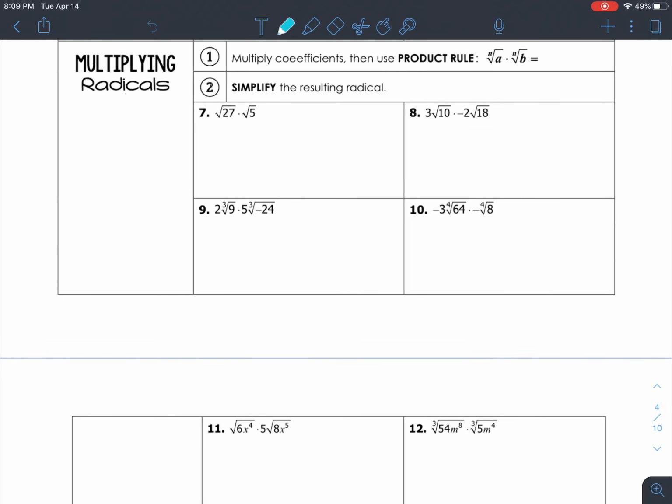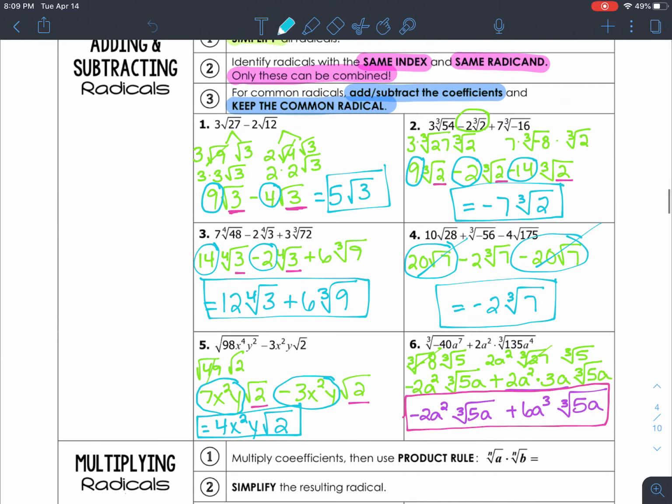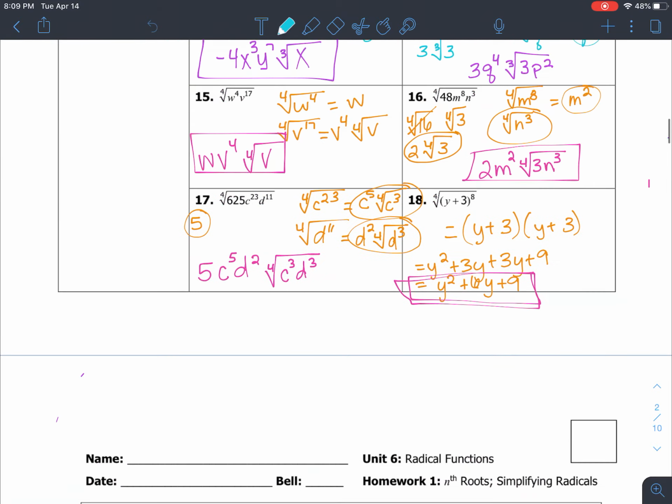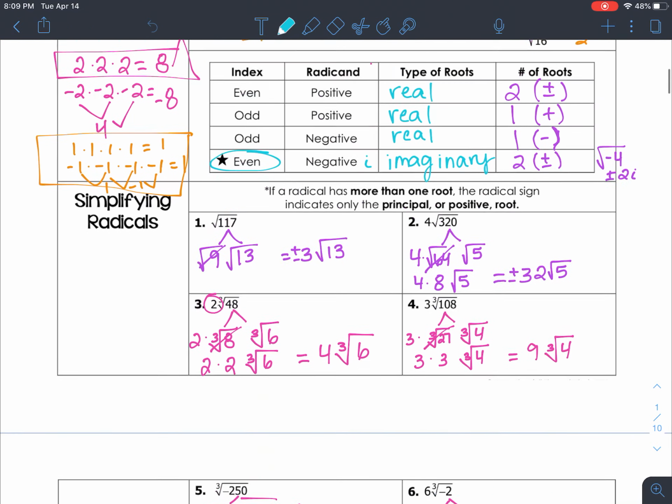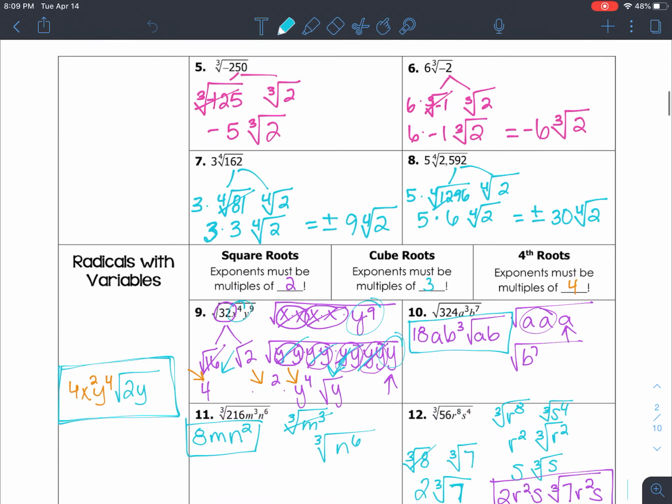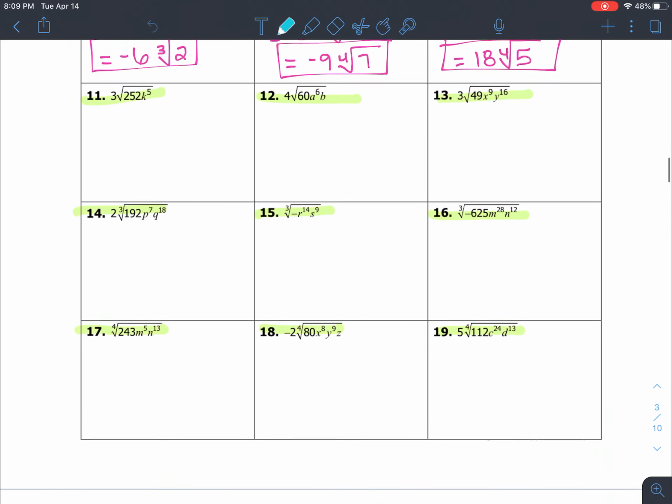All right, everybody, we are moving on today. We're going to talk about multiplying radicals. So previously, what we've done is added and subtracted radicals. And before that, we spent some time just simplifying the radicals so that we would be ready when we needed to add, subtract, and multiply them.